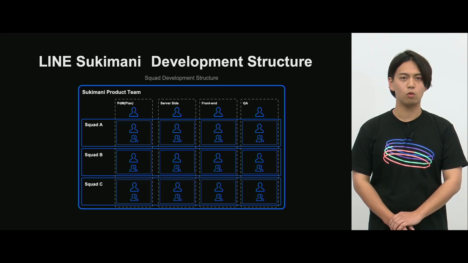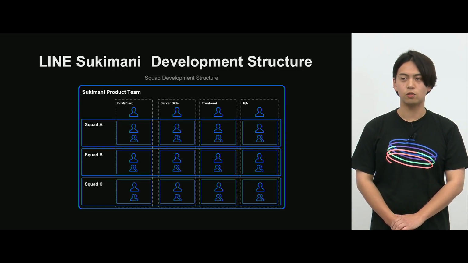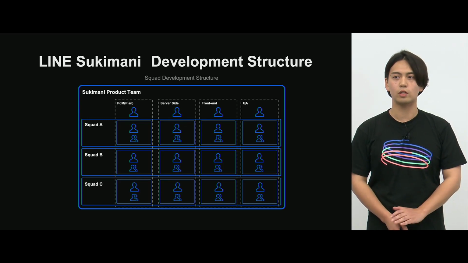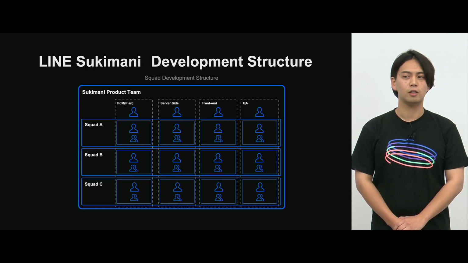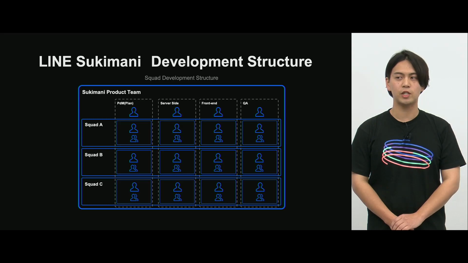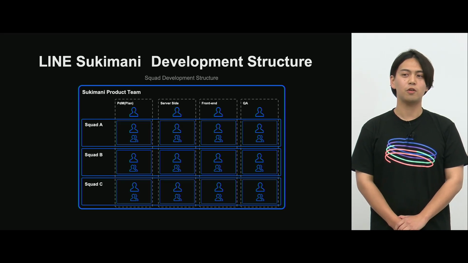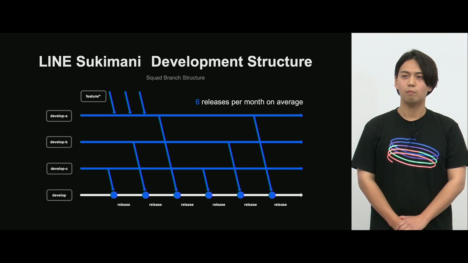A squad is an autonomous and empowered team consisting of a small number of cross-functional members. At LINE Sukimani, as shown here, there are 3 squads, each consisting of 2 or 3 members in each of the roles of planning, server side, front end, and QA. The team is developing the product. A key feature of this squad structure is that each role has a lead who makes the decisions, and the squad is responsible for the entire process from strategy formulation to planning, development, and release. I am the front-end lead in one of the squads.